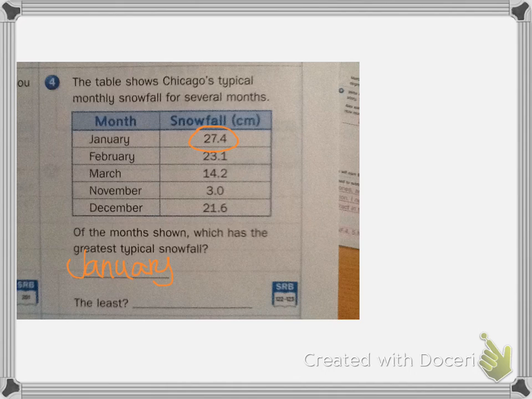The least out of all of those would be the 3. So the least amount of snowfall falls in November.